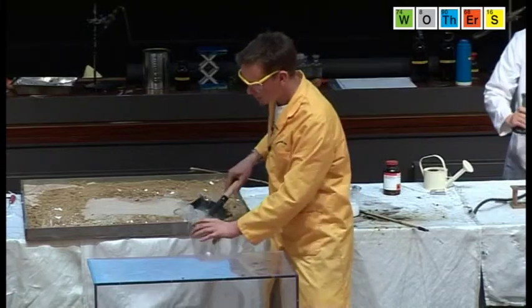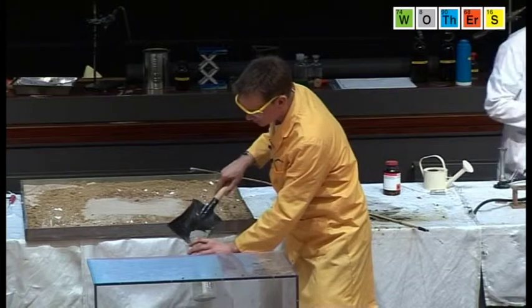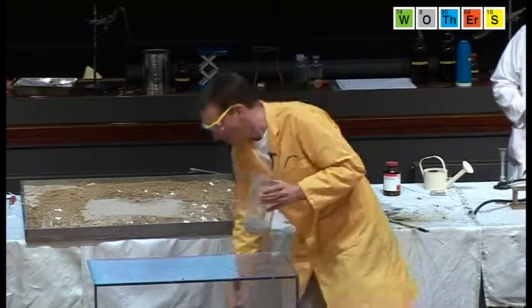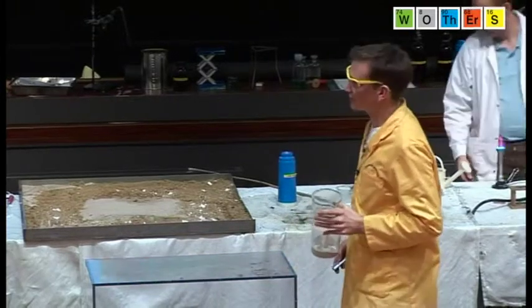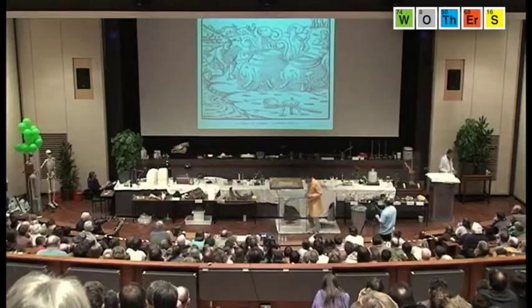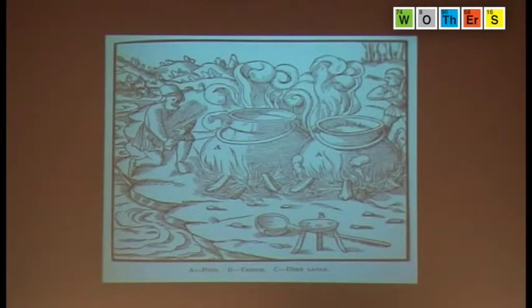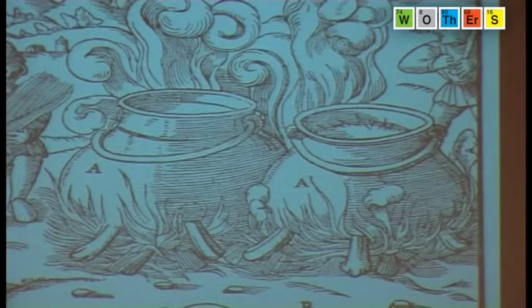So this wood ash used to be called potash. Okay? It was called potash from the pots that they used to extract this. In fact, if we have a look at the next slide here, we see some pots that they are putting the ash into and extracting the potash from this. And the potash is actually just potassium carbonate.